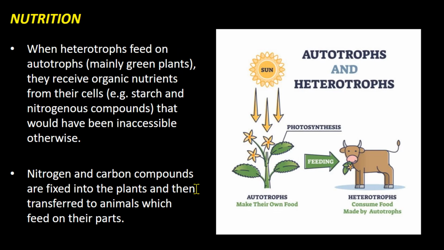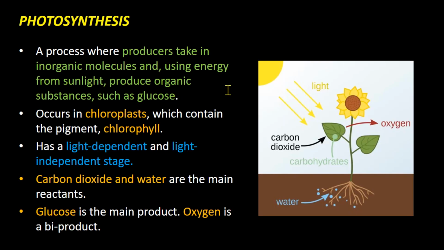So this is because nitrogen and carbon compounds are fixed into the plants via the nitrogen and carbon cycles, and then they are transferred to animals when they feed on the plant parts. Photosynthesis is a process where the producers take in inorganic molecules and, using energy from sunlight, produce organic substances such as glucose. This occurs in chloroplasts, which contain the pigment chlorophyll. This would be found in leaves.